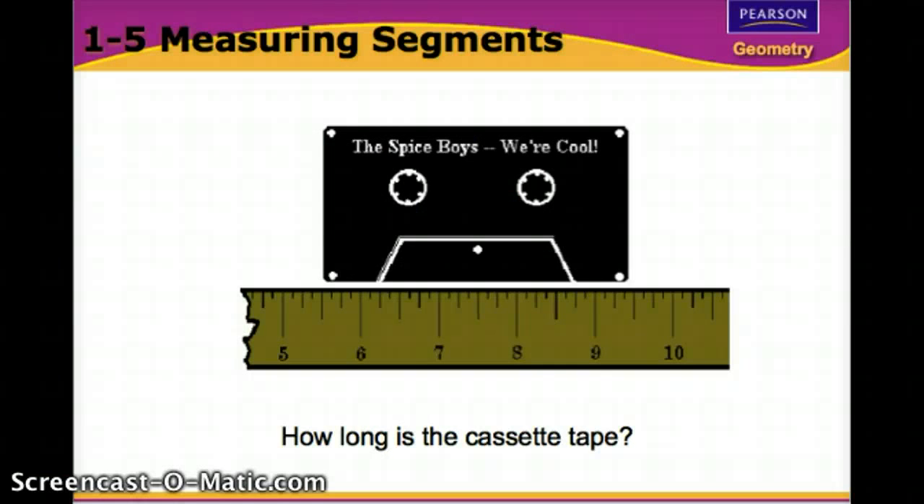What do either one of those have to do with geometry? Well, nothing really. It's just kind of fun to have a blast from the past once in a while.